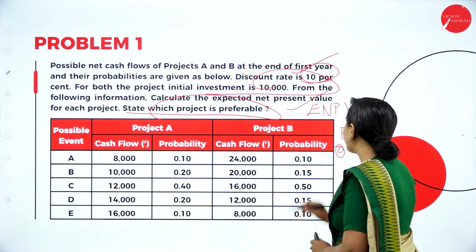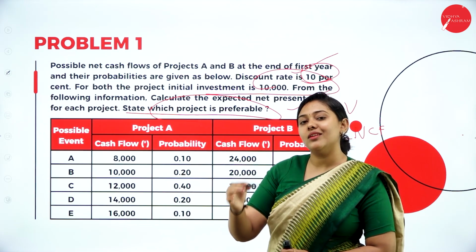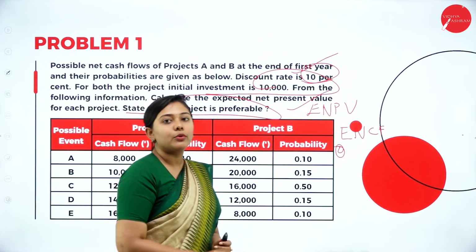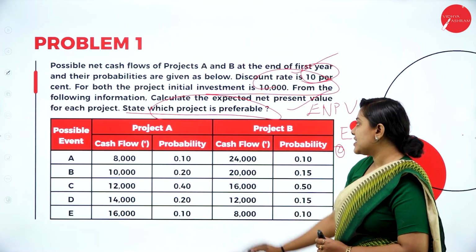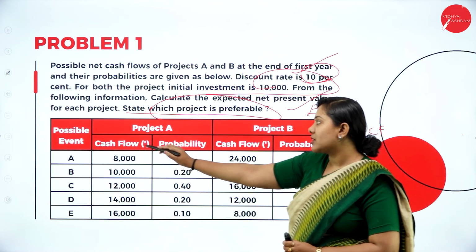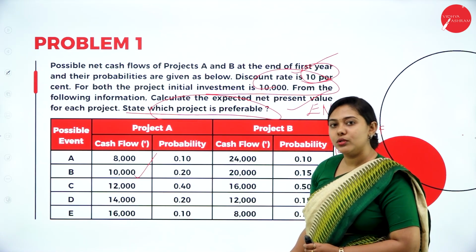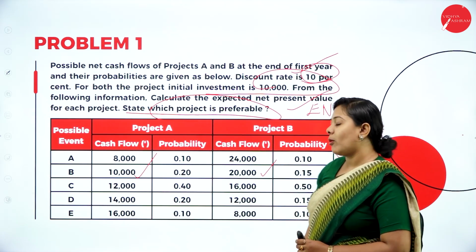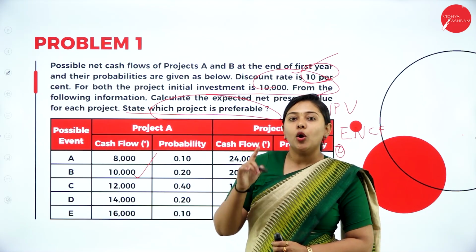Second step, you have to deduct the initial investment, initial cost, then whatever answer you get will be your expected net present value. So let us look into the problem and discuss that. Project A, 8,000 probability. Project B, 24,000 probability, 0.10. B project, that is your possible event is B, 10,000, probability is 0.20. Cash flow for project B, 20,000 into your probability 0.10. The occurrence of an event or the possible event is given for a 1 year period.